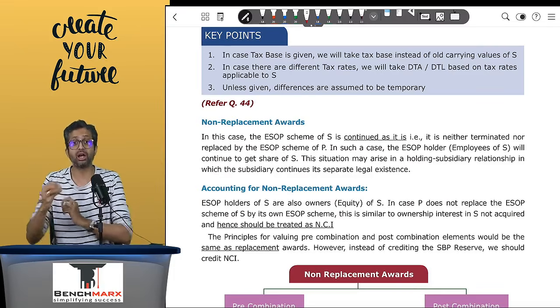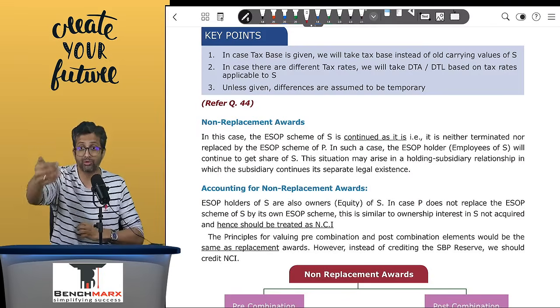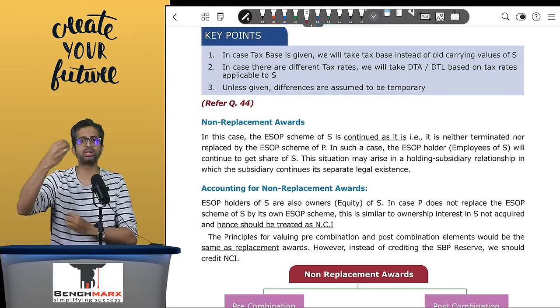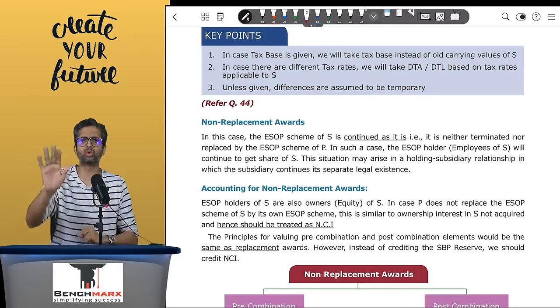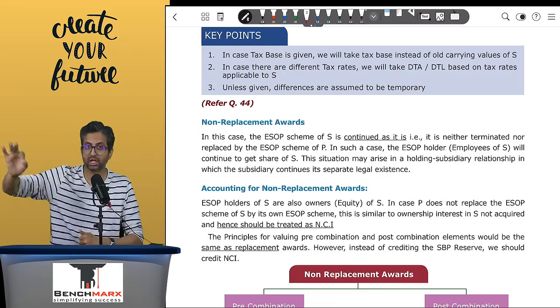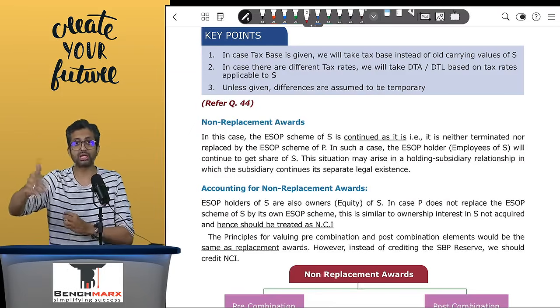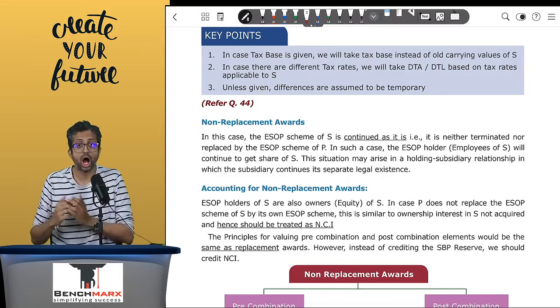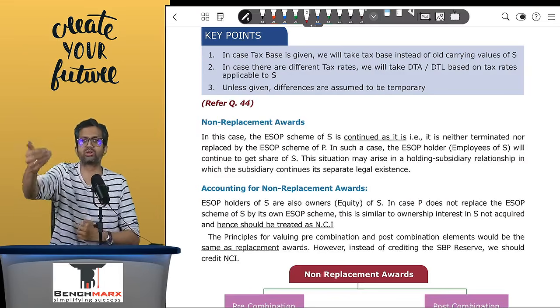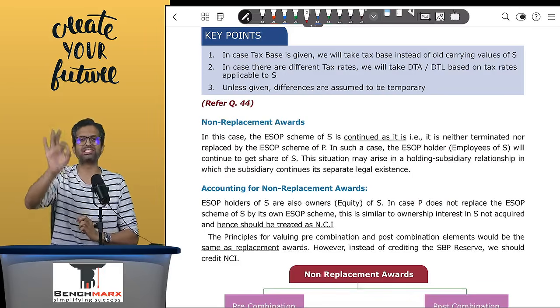In a similar way, a non-replacement award is a scheme where there's a scheme of JLR. Ideally, you should take it over and issue your own options, but the employees of JLR don't want that, in which case you don't acquire it, which means these employees, if they continue serving, will ultimately get shares of JLR only. They will not get shares of Tata Motors. So these are owners of the selling company that you are not acquiring, and hence this will go as NCI.